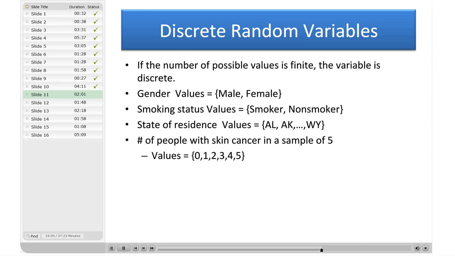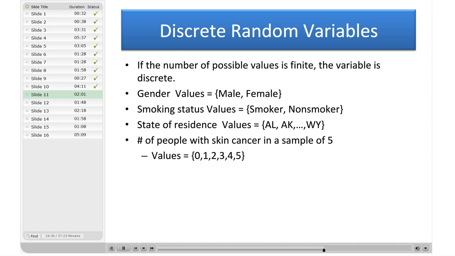Or maybe you want to look at someone's state where they were born or where they live. Well, there's 50 possibilities of Alaska through Wyoming there. So 50 is a pretty big number as far as number of possible values goes, but it's still finite. It's not infinite, so that would be a discrete random variable.